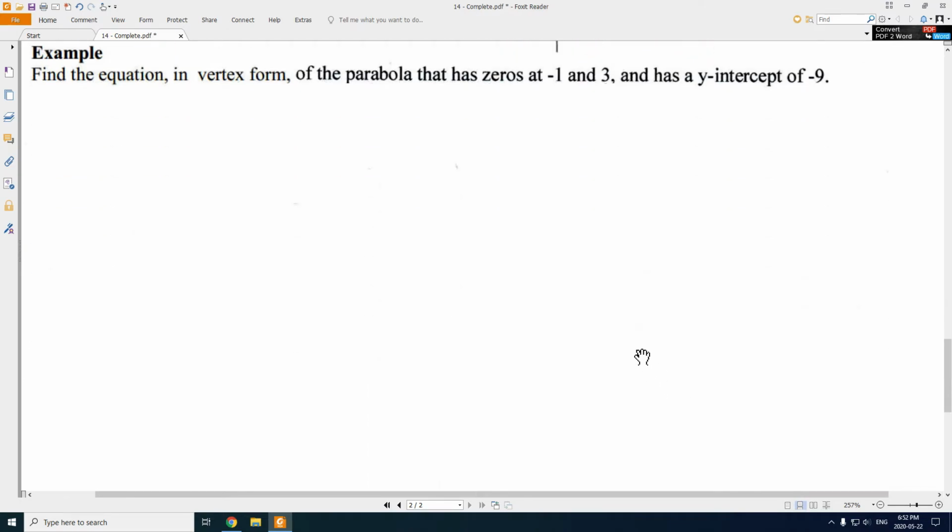Last question. Okay, so now what we're going to do is look at a little bit of algebra. In this case, find the equation in vertex form of the parabola that has zeros at -1 and 3 and has a y-intercept of 9.